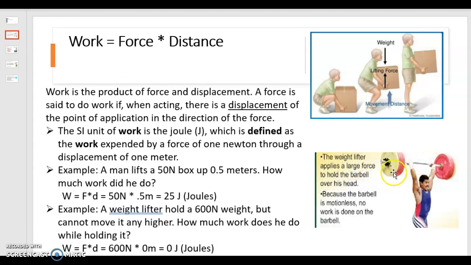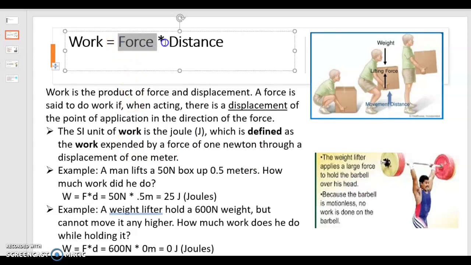But if we said now that he's got it above his head, and the weightlifter is applying a large force to hold this barbell over his head, how much work is he doing while he's holding it, while he's just holding it steady above his head like that? The answer would be he's doing no work while he's holding it because he's no longer moving it through a distance. Right? So work is force times distance. Both things need to apply in order for work to be done.